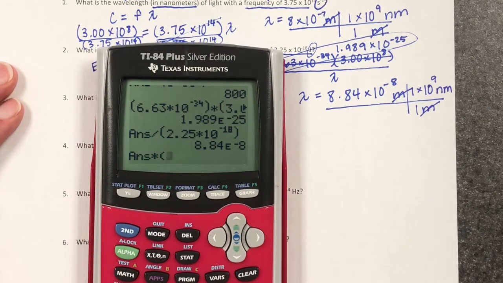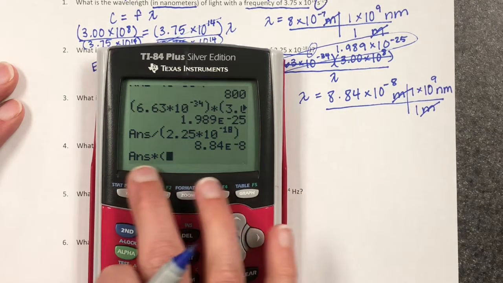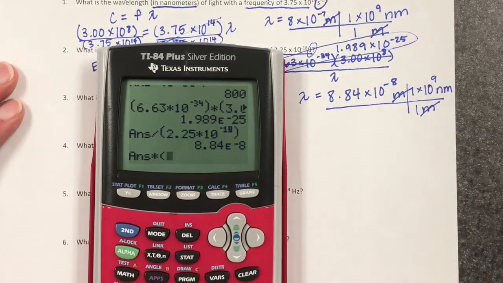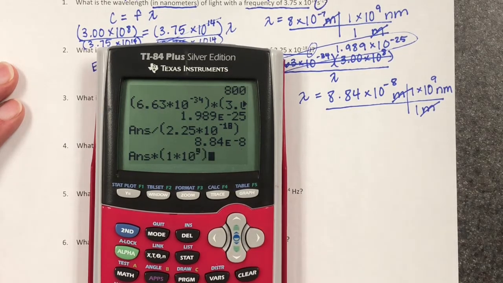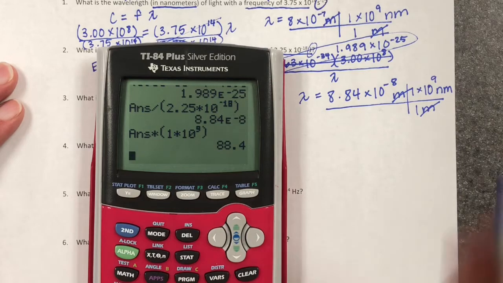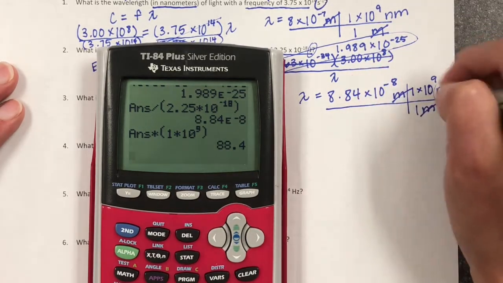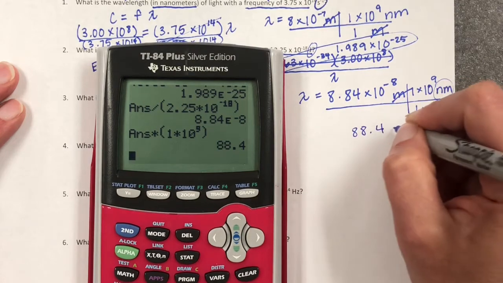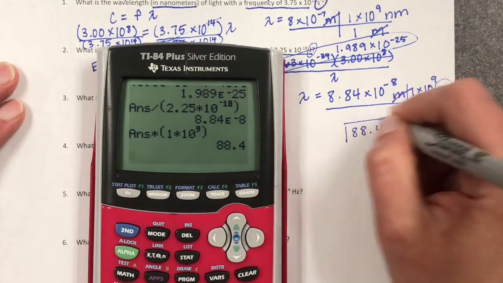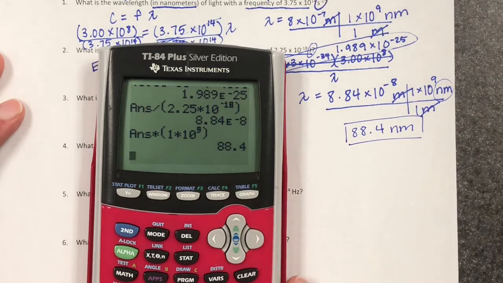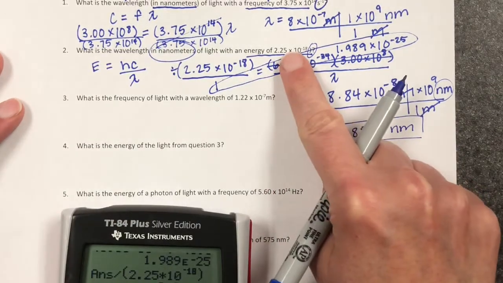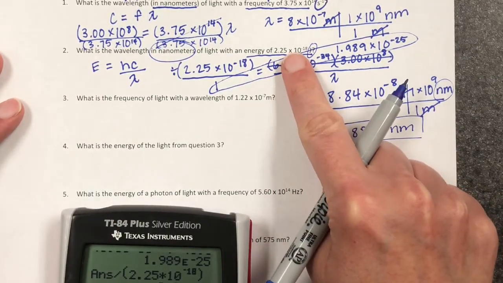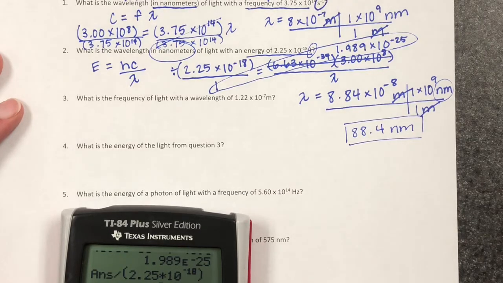After I multiply my wavelength in meters, 8.84 times 10 to the power of negative 8, which I'm just going to leave as my answer from my previous calculation, I need to multiply that by 1 times 10 to the power of 9. And that's going to convert my answer to units of nanometers. So I end up with 88.4 nanometers as my answer. That has 3 significant figures, which is the same number of significant figures that we started with in the problem, so there's no need to round.